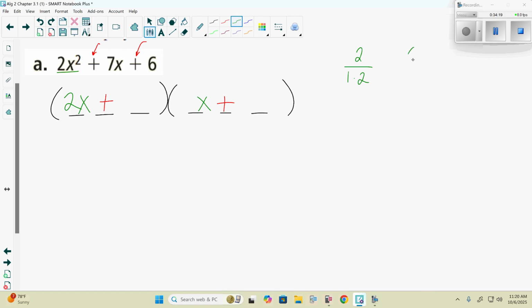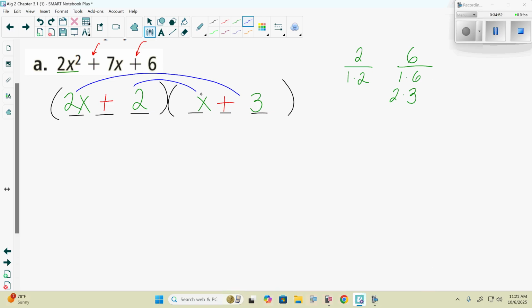Factors of 6. We can have 3 times 2 or 1 times 6. We have 1 and 6 and 2 and 3. Which one do we want to try first, 1 and 6 or 2 and 3? 2 and 3. Do we want to put the 2 first or the 3 first? 2 and 3. Because our last step is to plug in and check, yes?